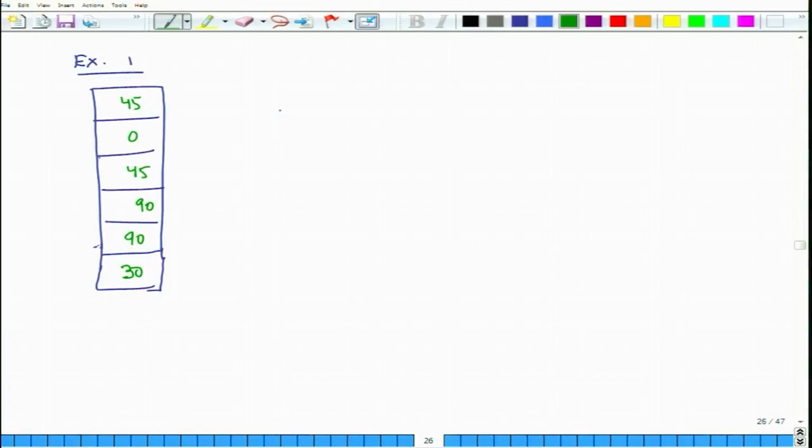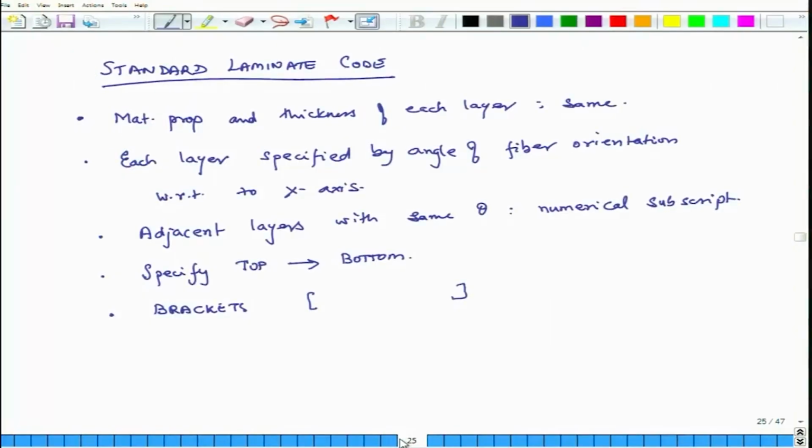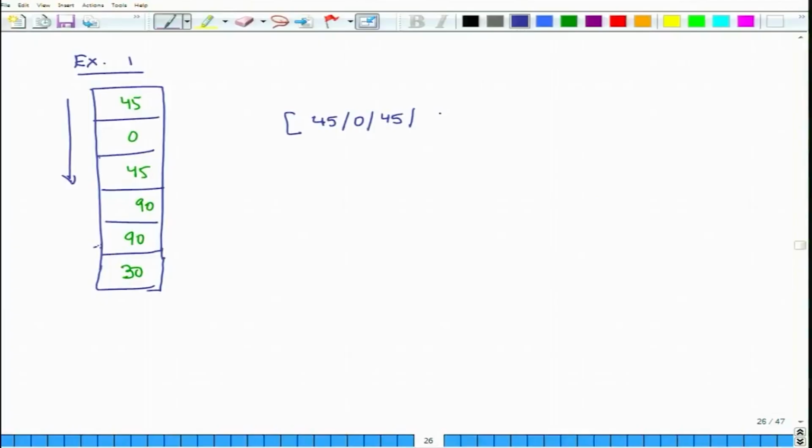How do we specify it? We start with the bracket, 45, 0. We are going from top to bottom. Then the next one is 45, and then there are two layers that are adjacent with the same angle, same theta, so we put a subscript. So we put a 90, and because there are two layers with the same orientation, it is 90 subscript 2, and then 30. So, this is one case.